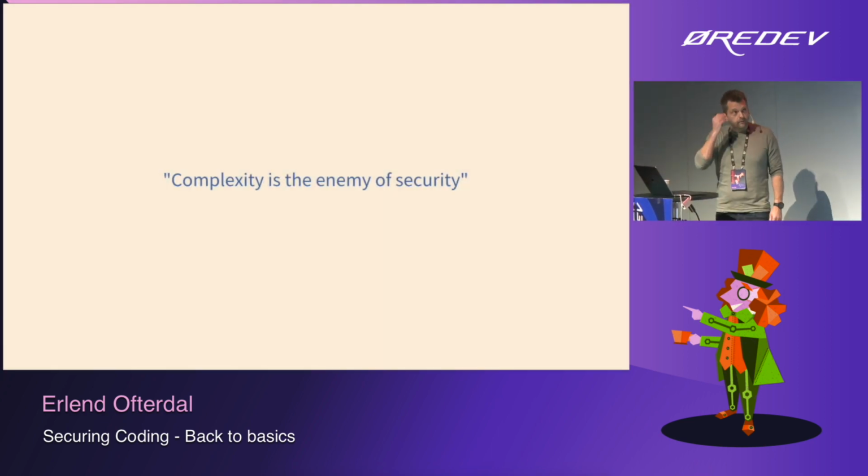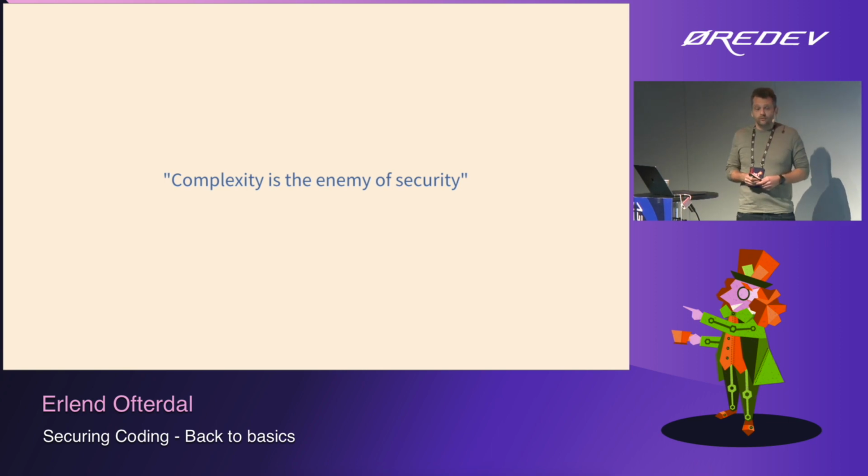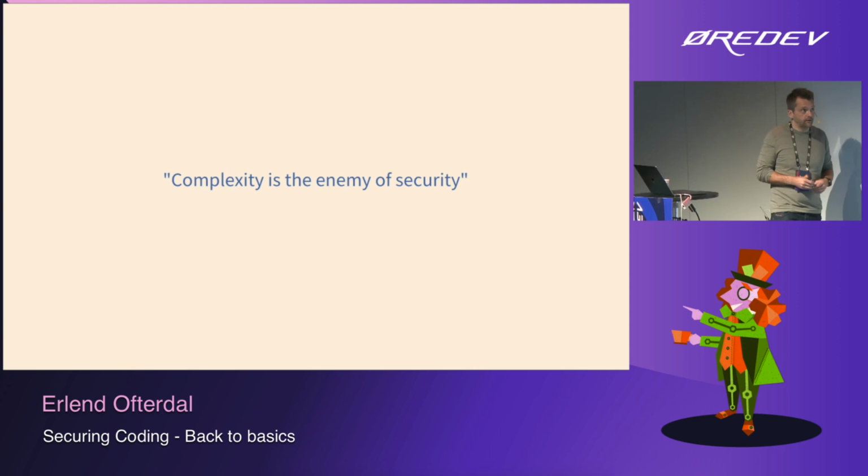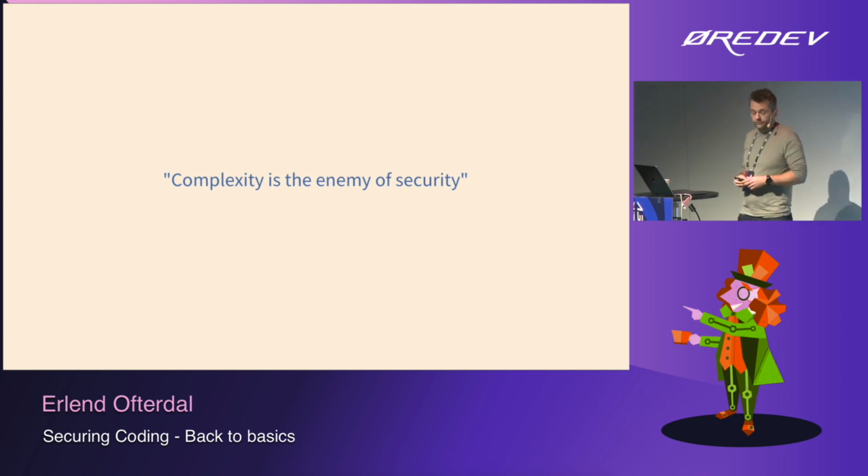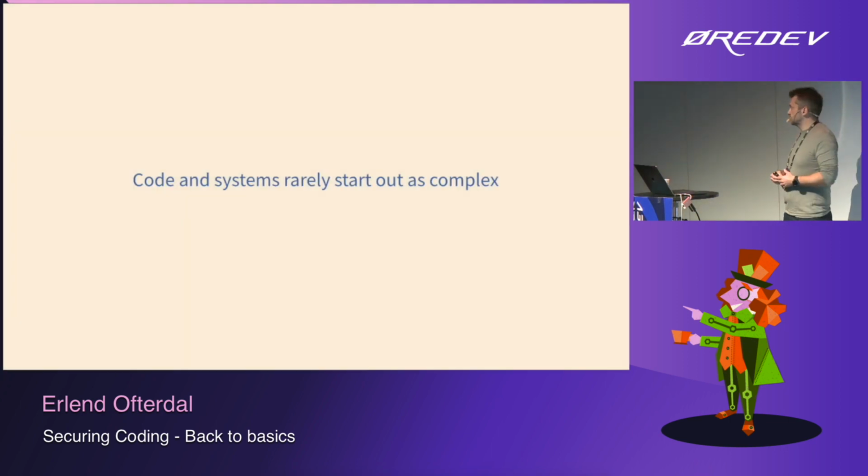One of the big problems we have when it comes to security is very well phrased by Bruce Schneier and others: complexity is the enemy of security. I really find this to be true, because if we're going to secure something, we have to understand how it works, and it has to be readable, it has to be testable, it has to be all kinds of things. And usually things don't start out as complex. It's something that happens over time.